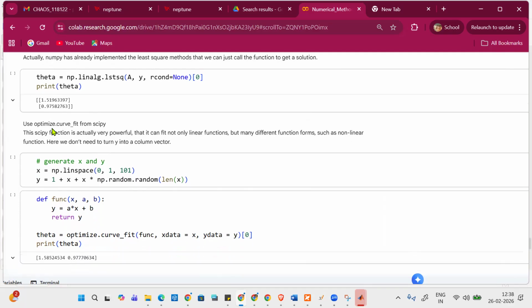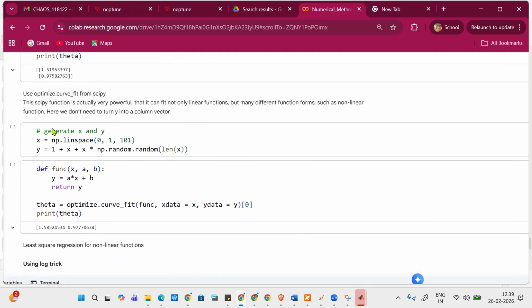Okay. Now there is another concept, that is curve fit. For all the things we are doing, we are fitting a curve. Use optimize.curve_fit from SciPy. Till now you were using NumPy. Now you can use the SciPy package also. This SciPy function is actually very powerful in that it can fit not only linear functions.